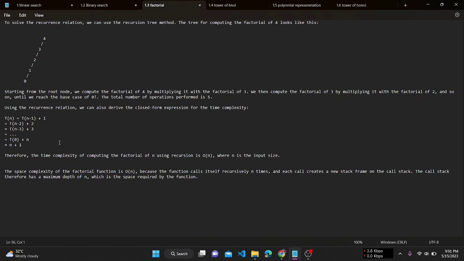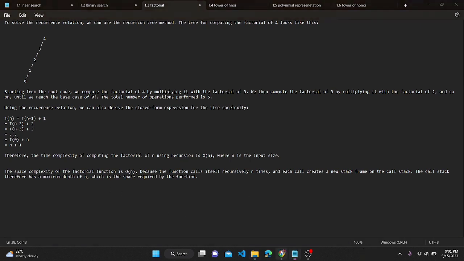So, the T of 0 plus n and n plus 1. Therefore, the time complexity of computing the factorial of n using recursion is O of n, where n is the input size. The space complexity of the factorial function is O of n because the function calls itself recursively n times and each call creates a new stack frame on the call stack. The call stack therefore has a maximum depth of n, which is the space required by the function.